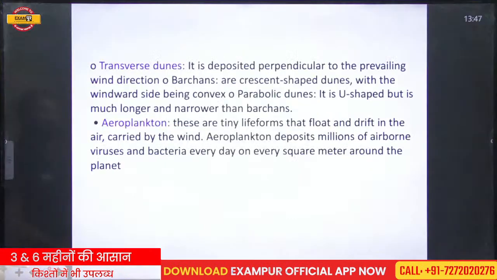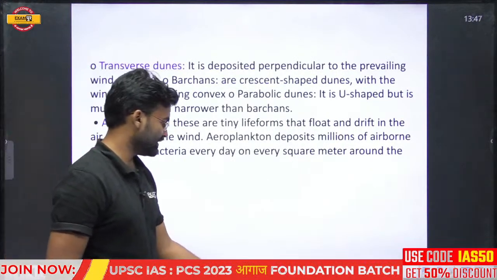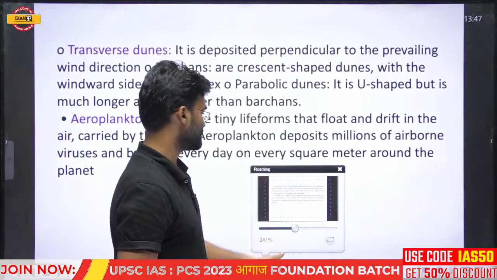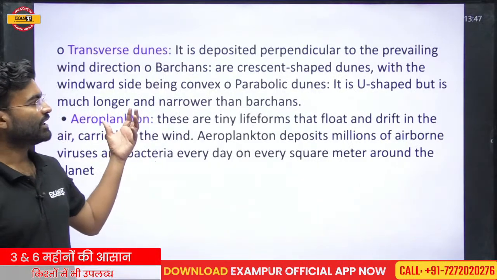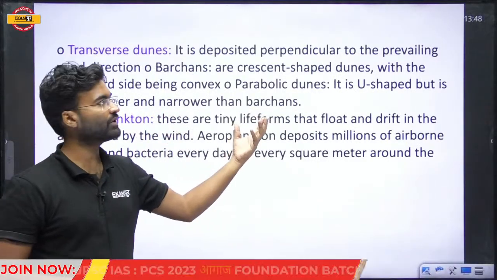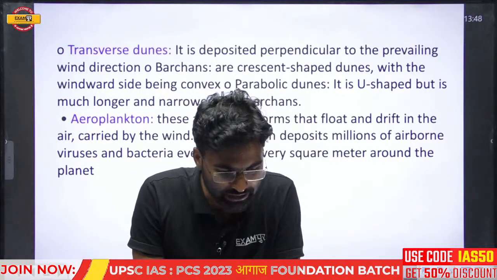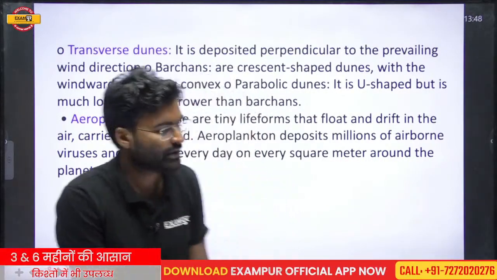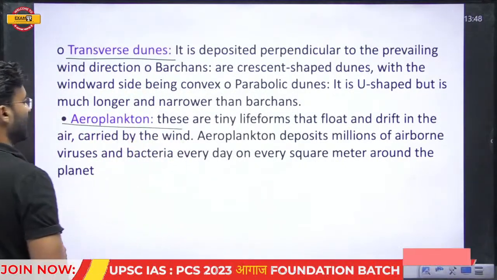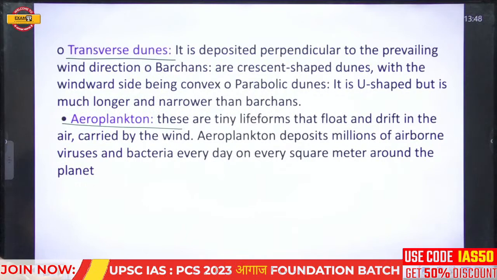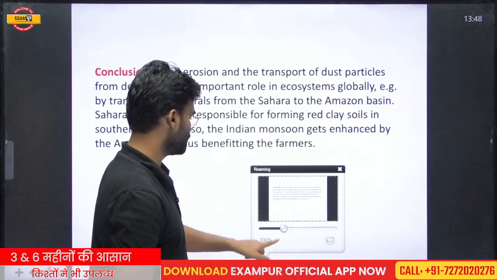Okay, so these are the structures: transverse dunes, aeroplanktons. This is the shape of the earth surface which is developed by the depositional activities of the wind. Due to the depositional activities of the wind, this type of structure forms. So write the transverse dunes, aeroplanktons, and then you should jump to your conclusion.